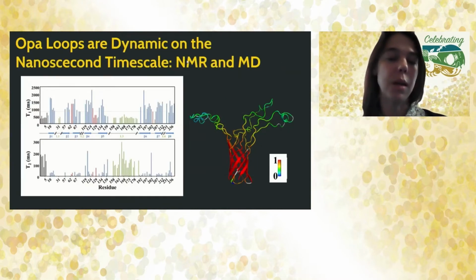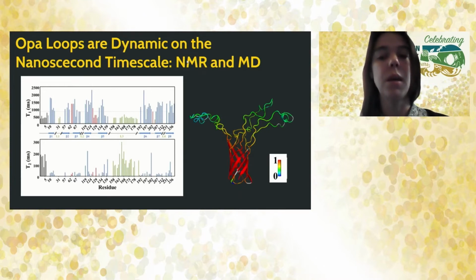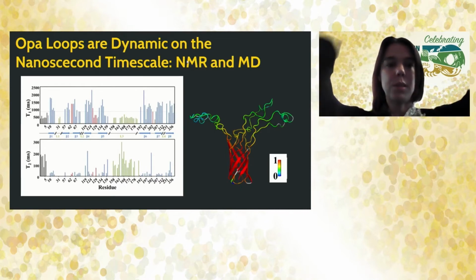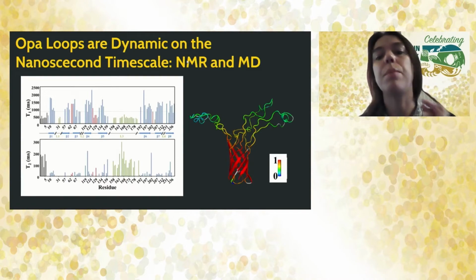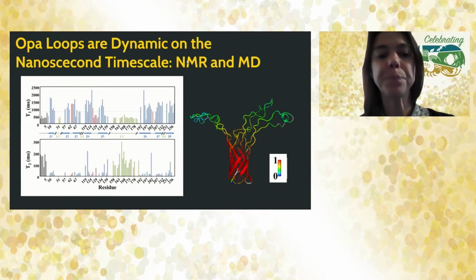And so with NMR and molecular dynamics, these loops are dynamic on the nanosecond timescale. And it's classic polymer prediction in that the centers of the loops are more dynamic than where they're attached to the barrel. And there's just a gradient in the dynamics as you move towards the center.